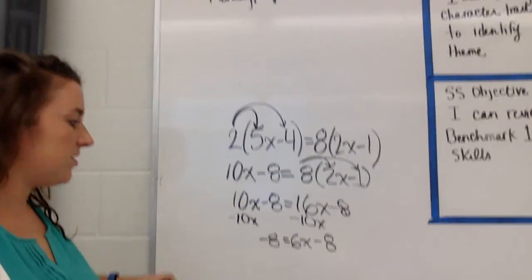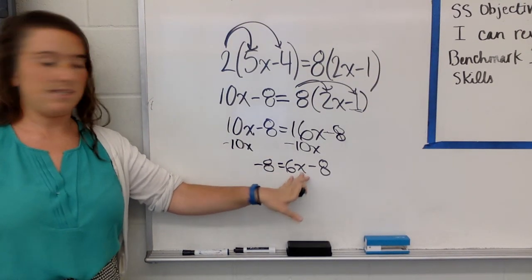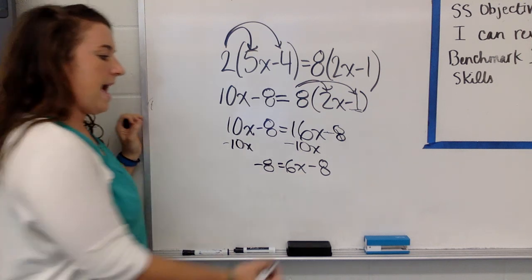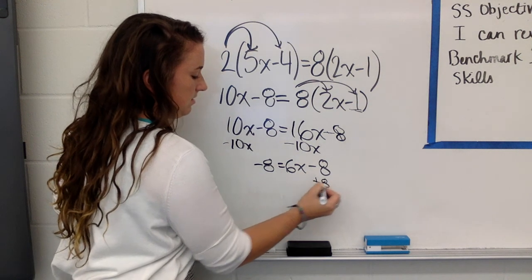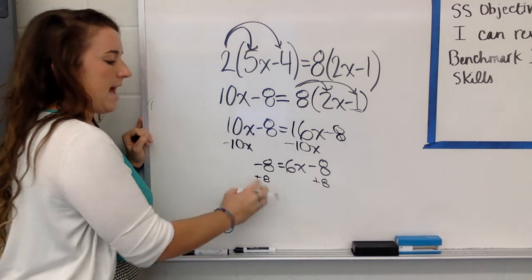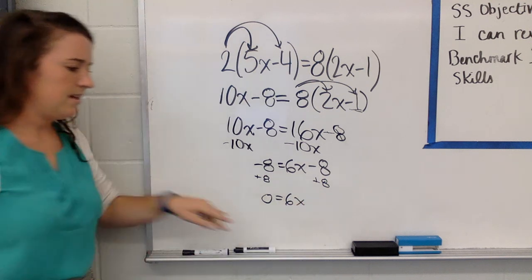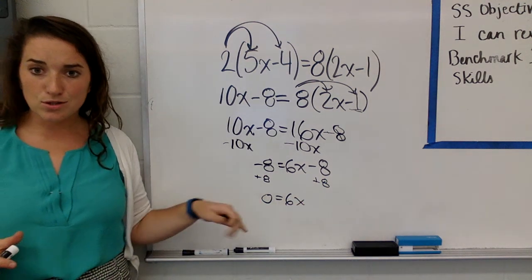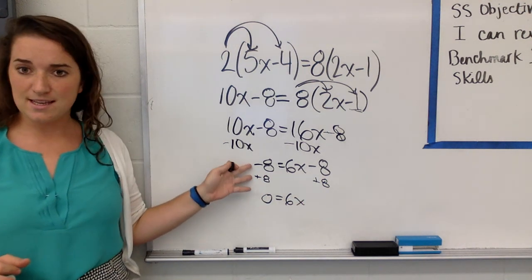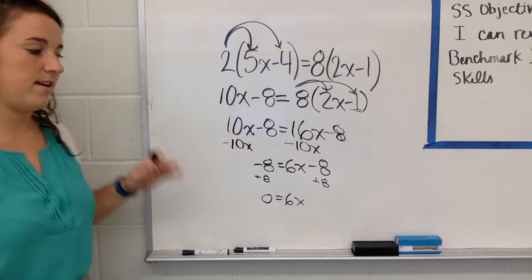Now when I continue solving that, I'm trying to get this x by itself. So I want to get rid of everything else that's not with the x. So I'll add 8 to both sides. So once I add 8 to this, negative 8 plus 8 equals 0, equals 6x. This is interesting. Does this mean that there's no solution to the problem, the fact that these two canceled out, but I still have something over here? Let's continue solving and find out.